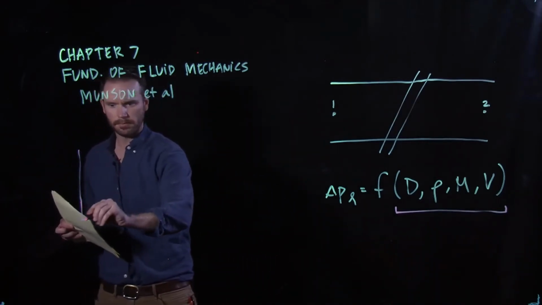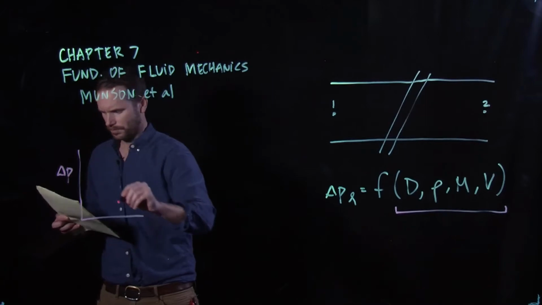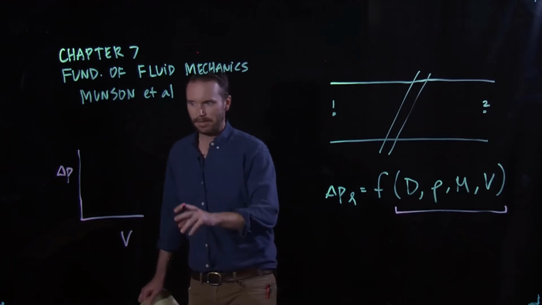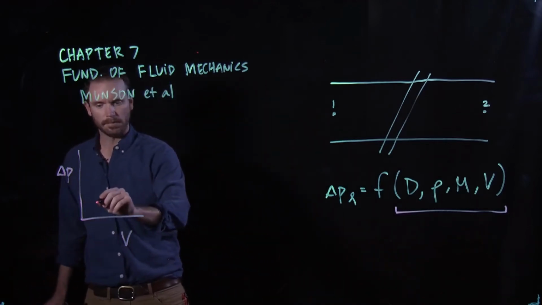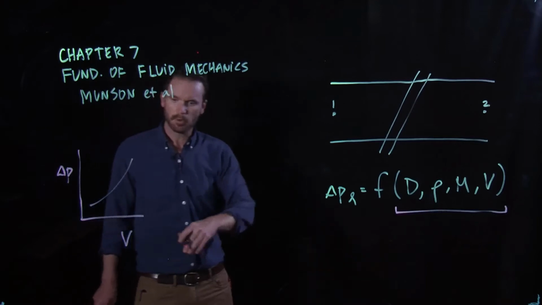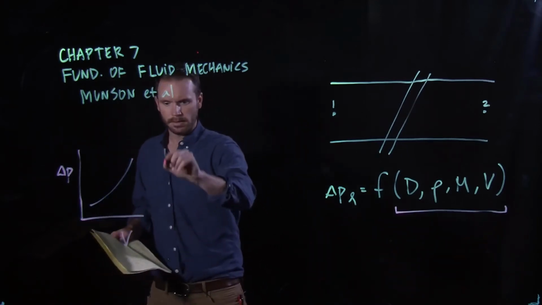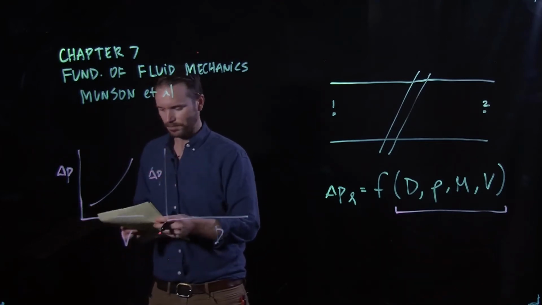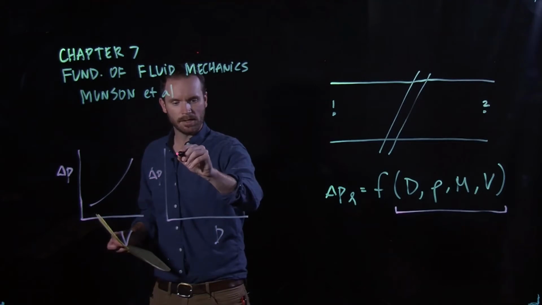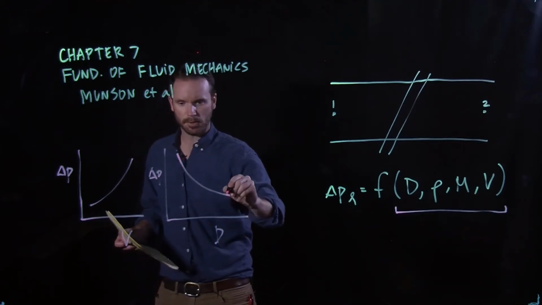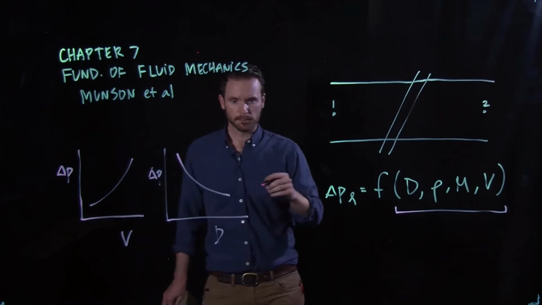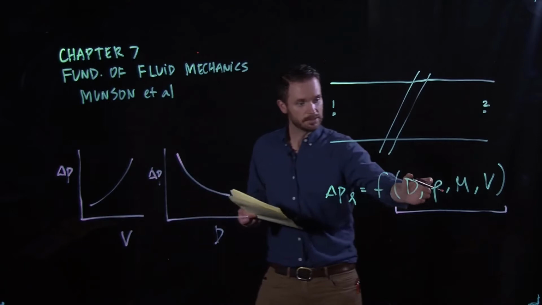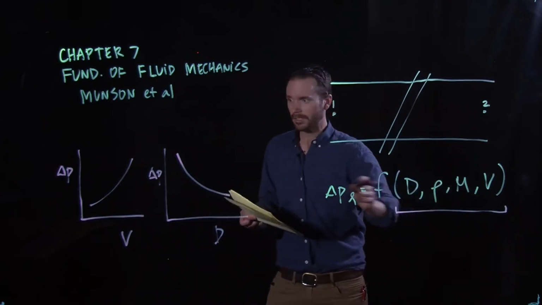So for example, if I hold the diameter, the density, and the viscosity constant, and I vary the velocity, what will happen to the pressure drop? The pressure drop will go up as velocity increases. In a similar fashion, if I vary the diameter and I measure the pressure drop, what will happen? Well, as I increase the diameter, the pressure drop will go down, right? And I can go through this for each of the other two examples where I vary the density and measure the pressure drop, and vary the viscosity and measure the pressure drop.